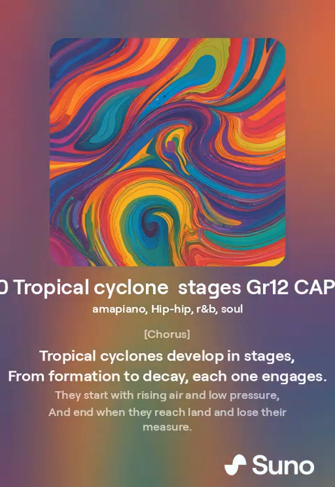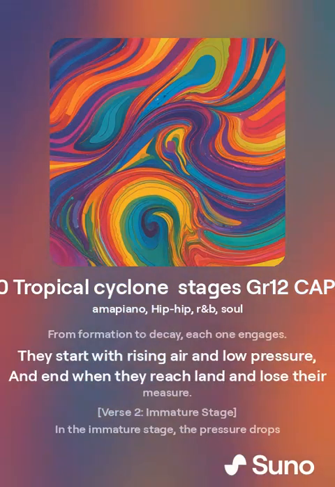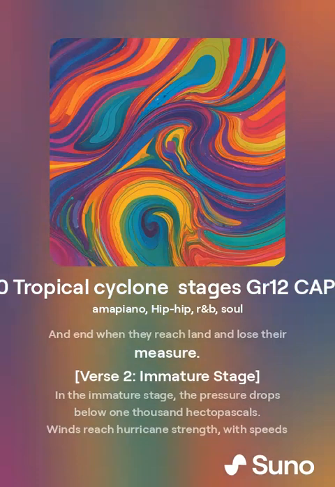Tropical cyclones develop in stages, from formation to decay. They start with rising air and low pressure, and end when they reach land and lose their strength.